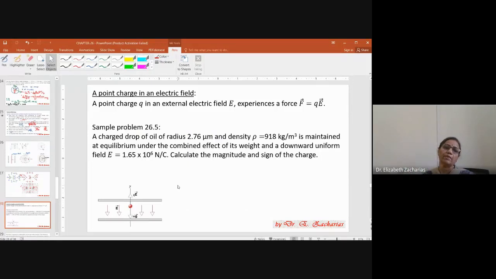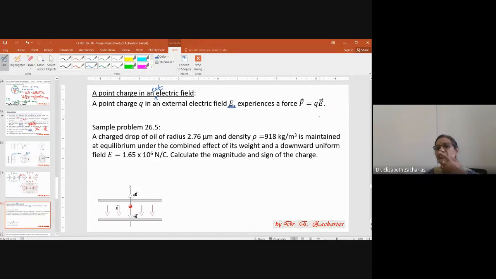So next, till now we talked about charges or continuous charge distributions becoming the source of electric field. Now we are going to see what happens to a charge when it is put in an external electric field. What is happening to a point charge when you put it in an external electric field? I don't care about who or what created that electric field. I know there is an electric field E. If I put a charge Q there, that charge will experience a force F equal to Q into E.